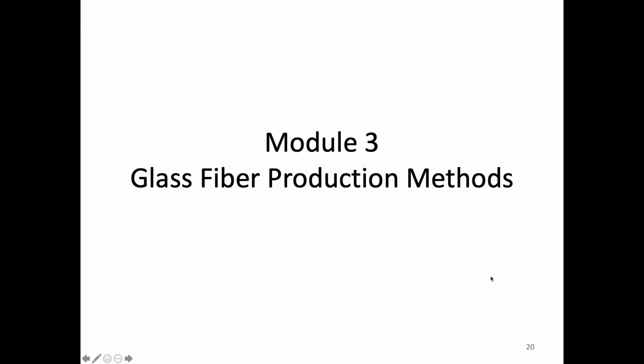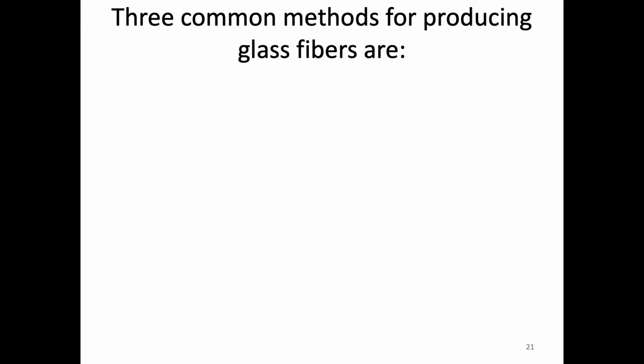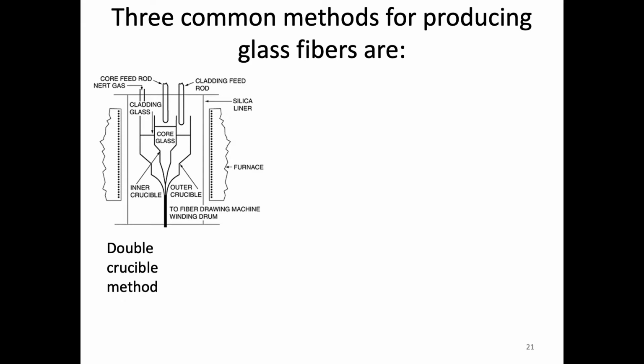All right, for this last module, I just wanted to introduce you to some of the ways that we actually produce these glass fibers for fiber optics to make these waveguides. Because it's not trivial as you might assume, because we have a glass fiber, but we also have two different refractive indexes in the core and cladding material, and then we also have to have a jacket on it. So these are not trivial materials to make.